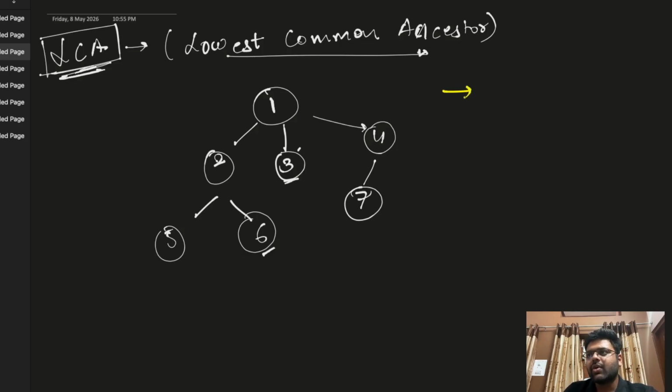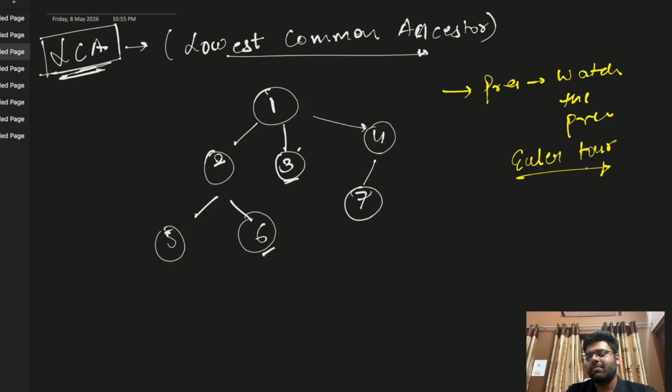A small prerequisite: watch the previous video, which is on Euler's Tour, right? This would give you a better idea of how we solve this problem. So I'll give you a simple intuition. We'll traverse this particular graph and store the tour of this graph as well as the height of each node.